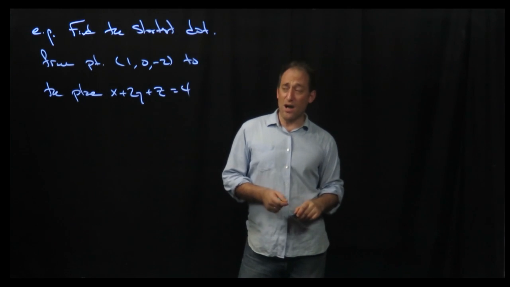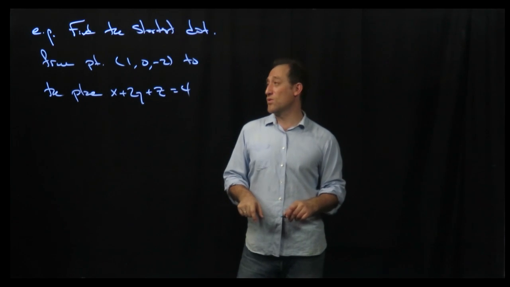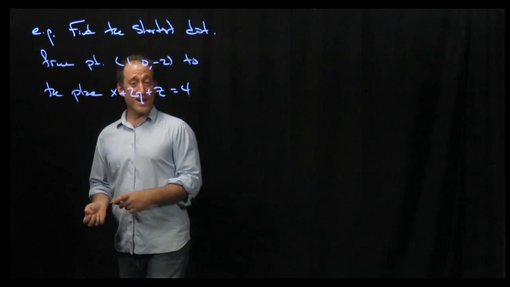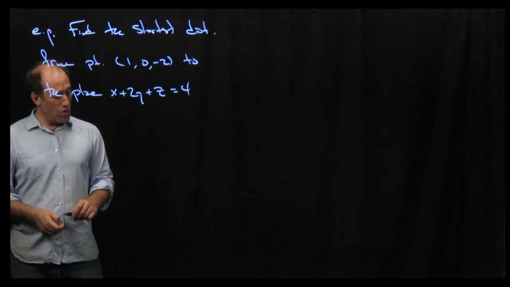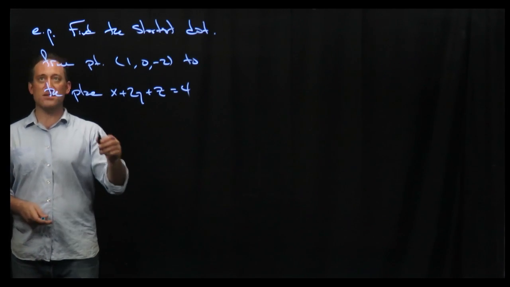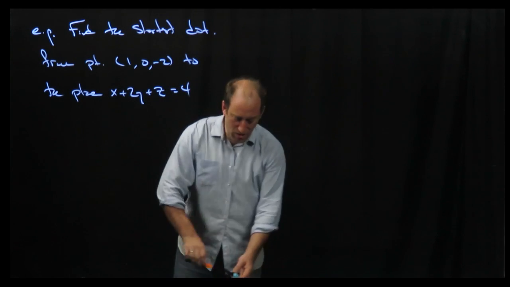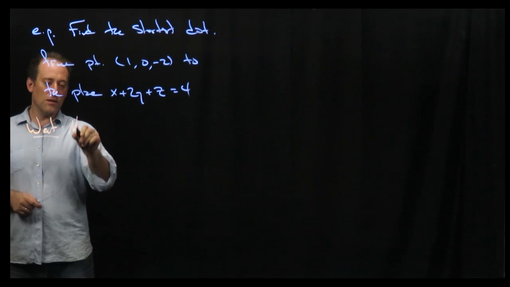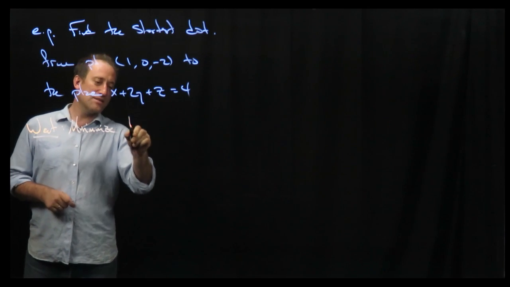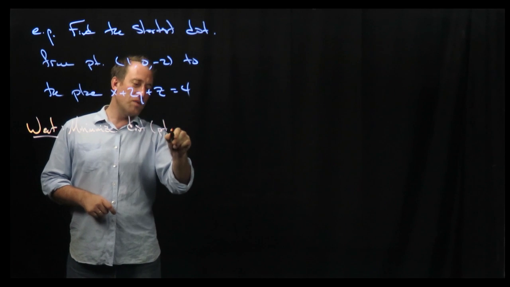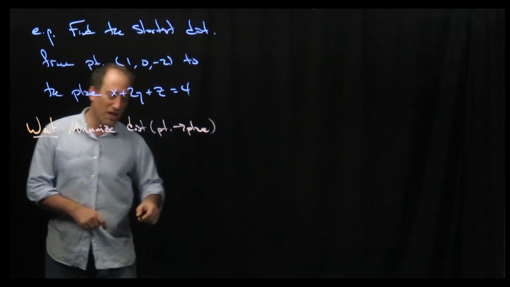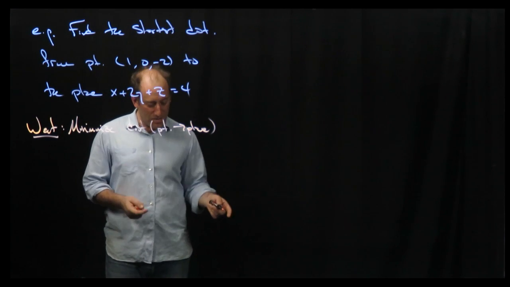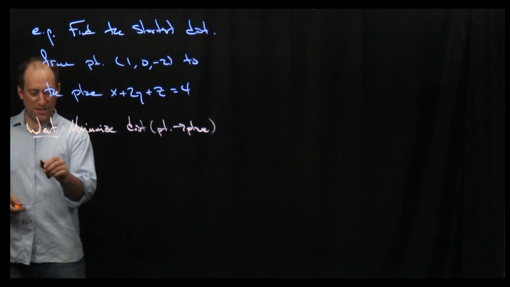Distance minimization problems are awfully common for Calc 3 optimization, especially because we can move around in R3 quite nicely. So what is it I'm looking to minimize? I want to minimize distance. I want to minimize the distance from the point to the plane. There's a function for such minimization.